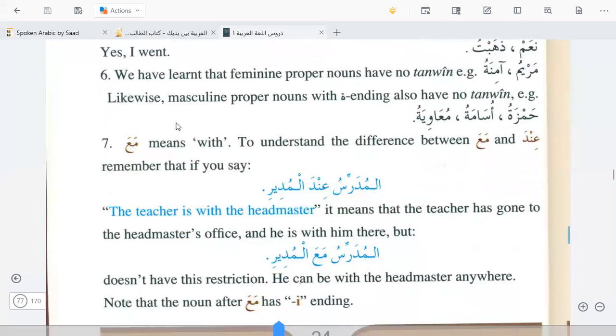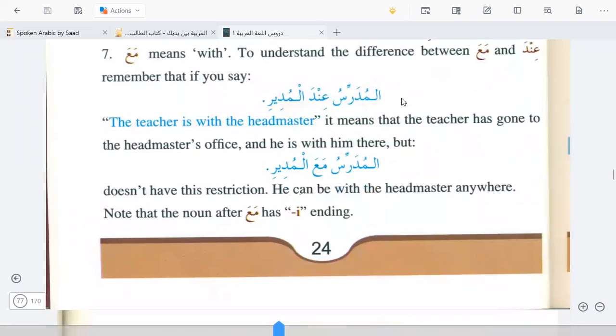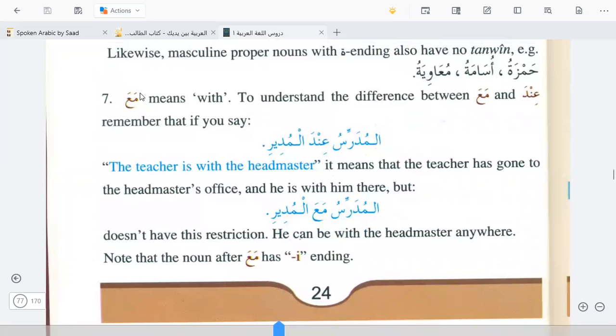Point number 6 is this. We have learned that feminine proper nouns have no tanween, like Maryamu and Aminatu. Likewise, masculine proper nouns with a ta marbuta ending also have no tanween, like Hamzatu, Usamatu, and Muawiyatu. Not Hamzatun and Usamatun and Muawiyatun. Got it? Yes. Good.